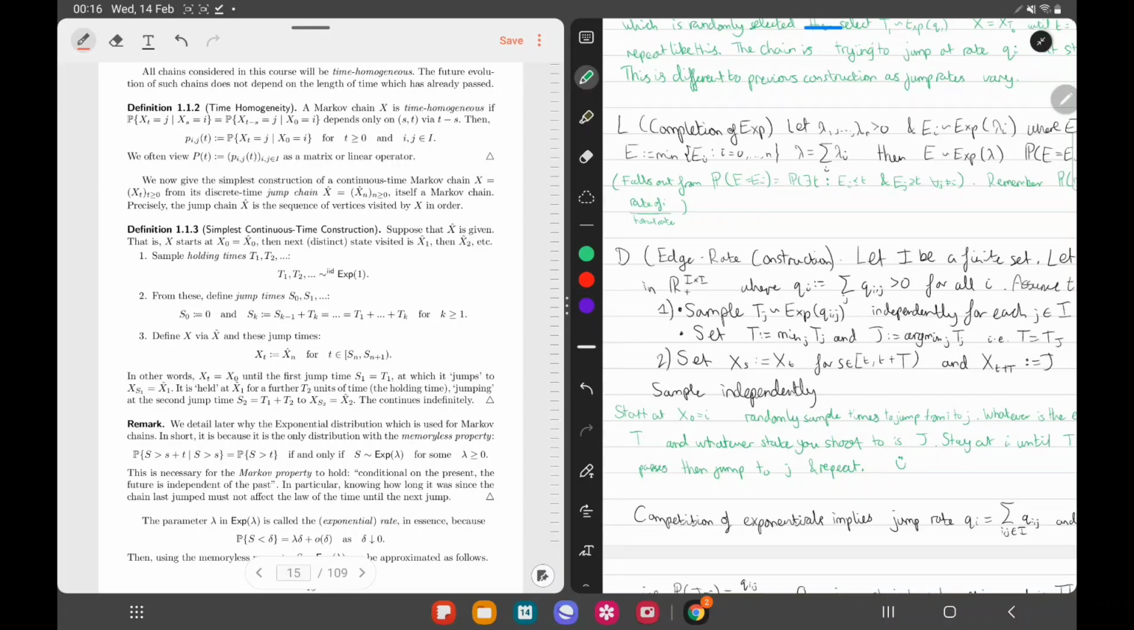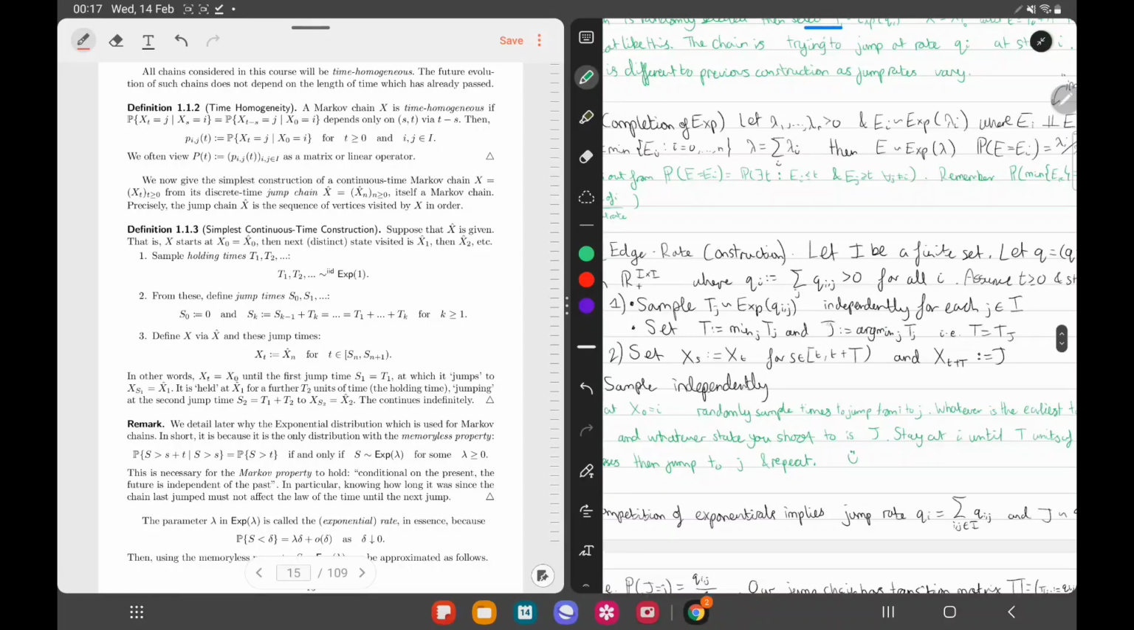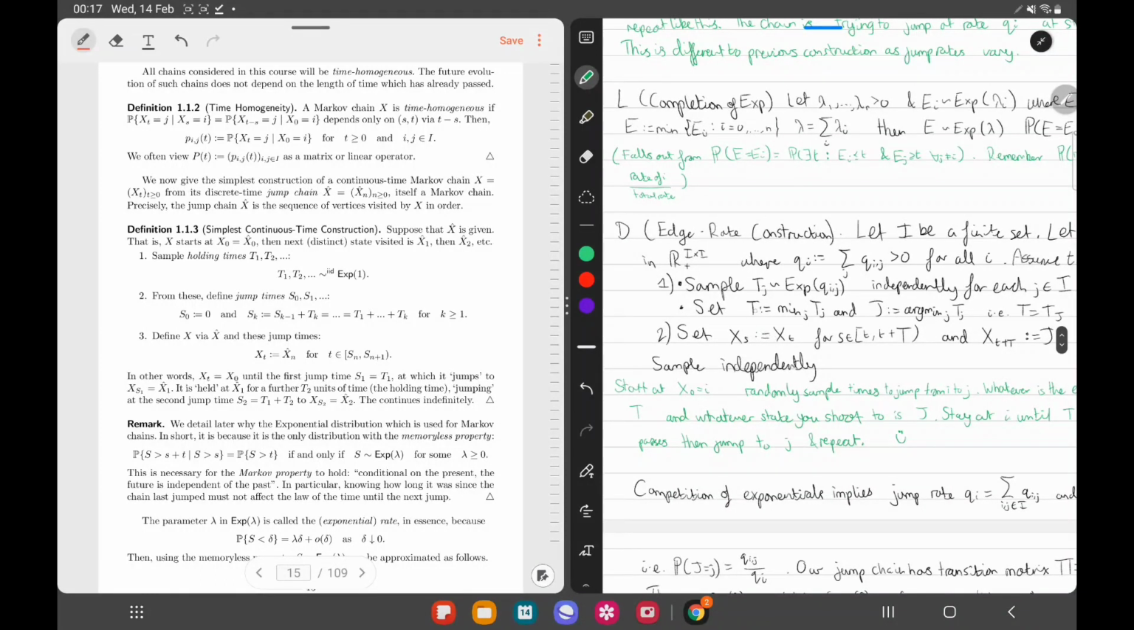Here we say t sub j is exponential q_ij, where q_ij is the rate at which you jump from i to j, and you take the minimum of those times. So it's the first time that you can actually jump to some j, and whichever state that is, that's the argument of this thing. So you just stay at your original state until the first time that you can jump, and then you do jump.